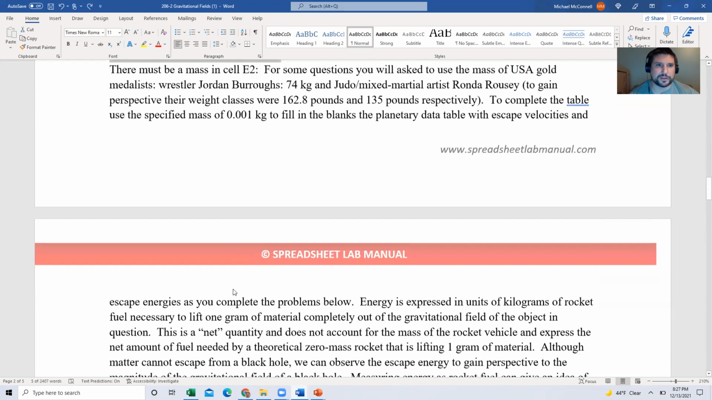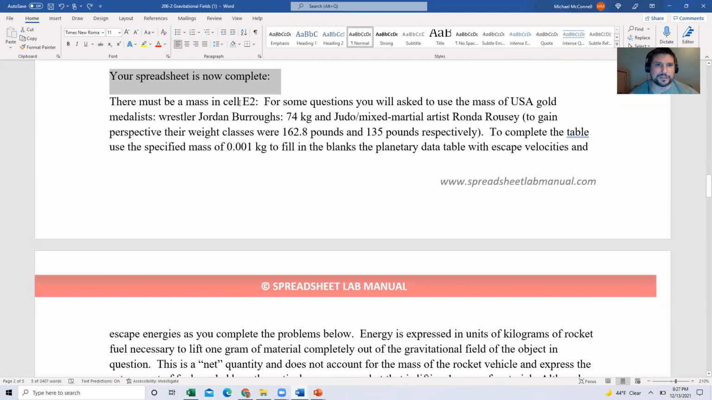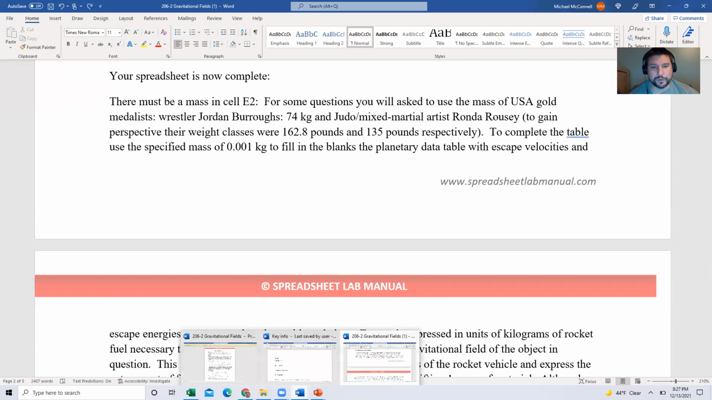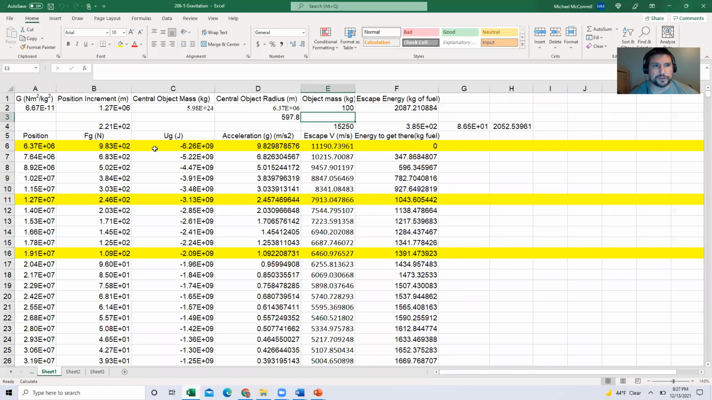And that is to say that there needs to be a mass in cell E2. So for some of the questions, it may ask you to use a specific mass, but otherwise it's just any mass will do. So I figured, why not put Jordan Burroughs' wrestling weight when he won the gold medal in the Olympics, and that was 74 kilograms. So I'm going to go ahead and open the spreadsheet model, and in E2, the object mass, that's going to be 74 kilograms. That's the mass of Jordan Burroughs.